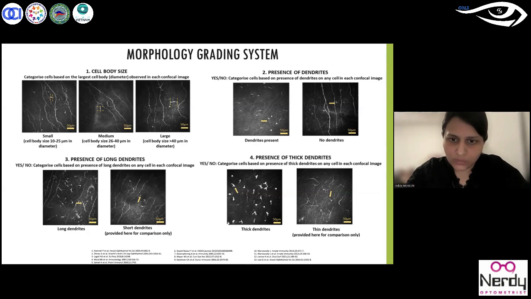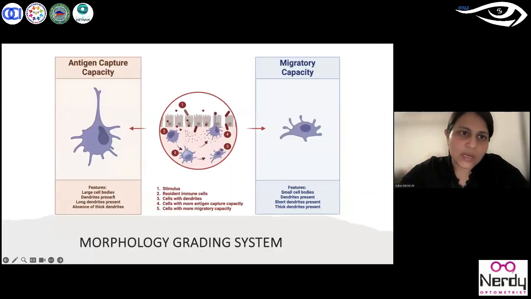So to summarize the morphology, when these cells are doing their more immune activity, antigen capturing, they have large cell bodies and dendrites, and the dendrites should be long but thin. We say absence of thick dendrites. But when they are migrating, they move their dendrites inwards towards the cell body, and then they become short and thick dendrites, and they have small cell bodies. So by looking at the shape of the cells, we know what these cells are doing at that time point in the cornea. So this morphology grading scale helps us to examine the immune response in living eyes.